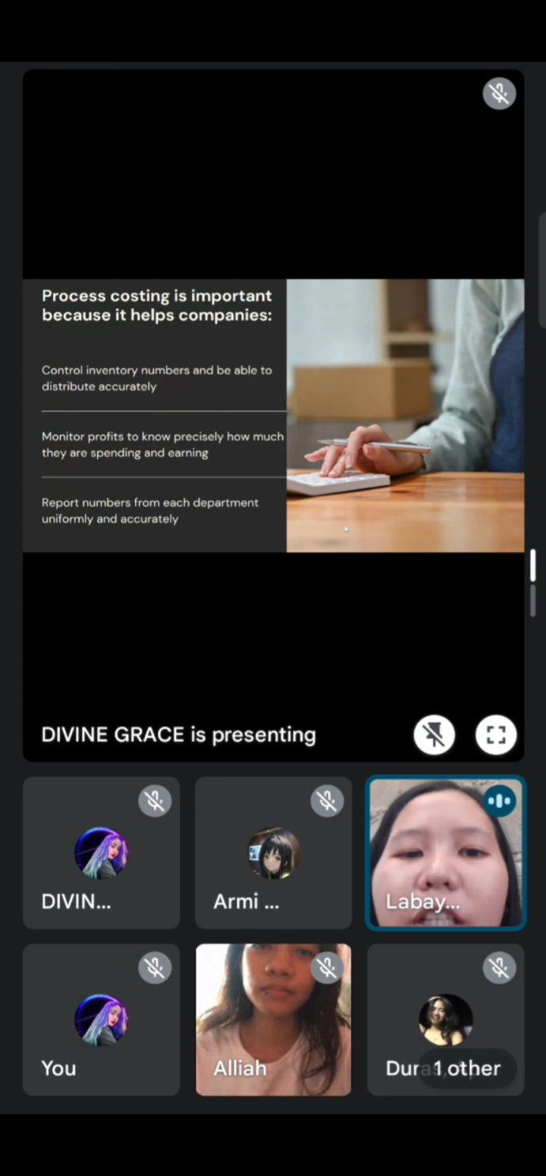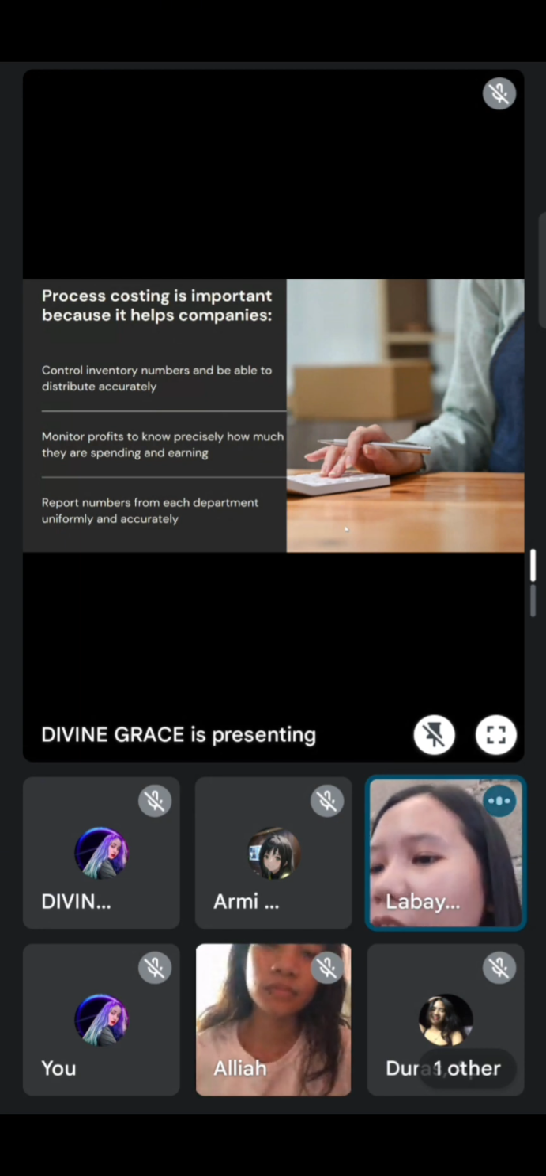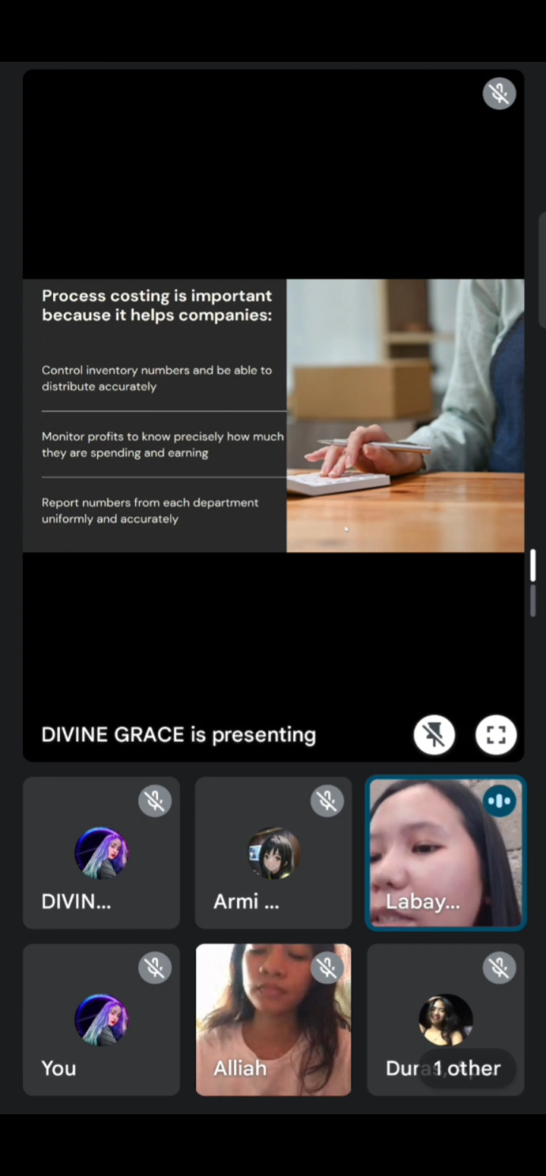Process costing is important because it allows companies to control inventory by assigning costs to various stages of production. This helps in accurate distribution and ensures efficient management of resources. Additionally, it enables companies to monitor profits accurately by tracking expenses and earnings throughout the production process. And lastly, process costing facilitates uniform and precise reporting of financial numbers from each department, providing a comprehensive overview of the company's financial performance.